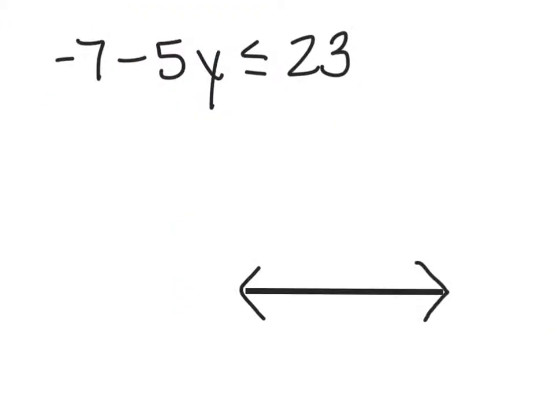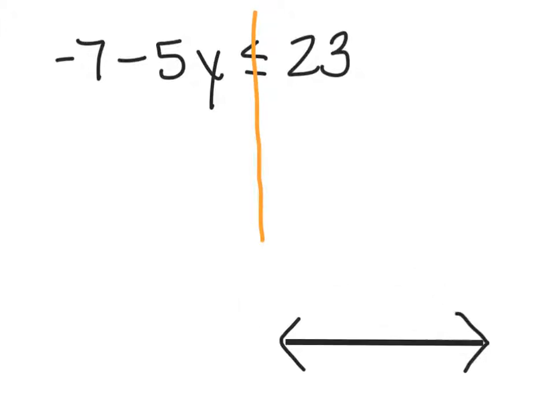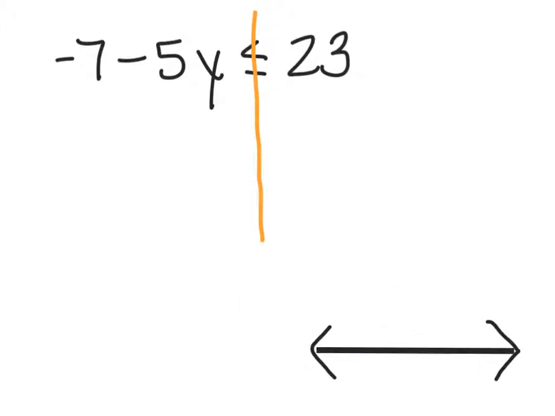All right, so we have negative 7 minus 5y is less than or equal to 23. So the first thing I'm going to do is draw my line. And then I'm going to label my sides. So one side is y's, the other side is everything else. So the thing that's out of place is this minus 7 here.